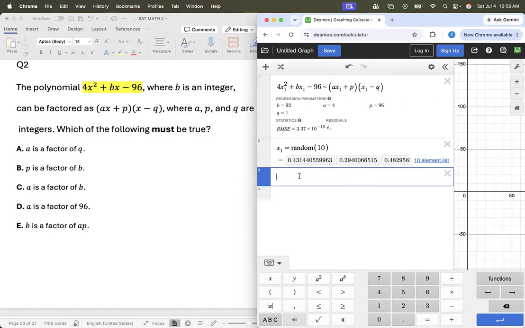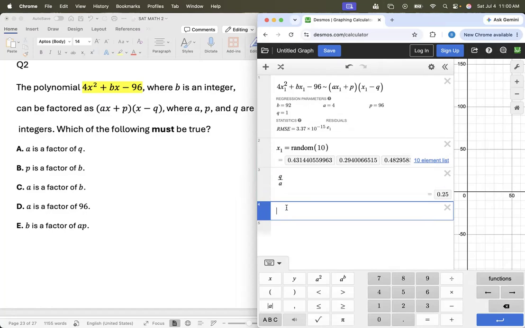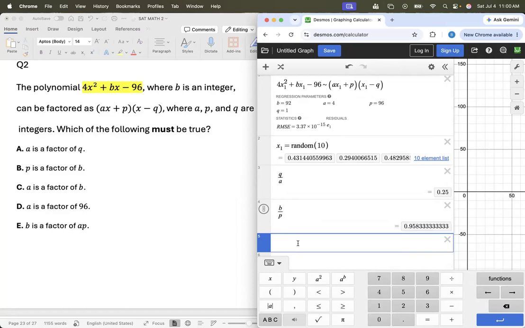I'm teaching you everything so that you can match today. They say A is a factor of Q. The first question says A is a factor of Q. Therefore, Q divided by A, we get what? 0.25. It's not true, right? P is a factor of B. Okay, B divided by P, we get 0.999. It's not the factor. This is why most people like Desmos, because they can see the numbers instead of algebraically.